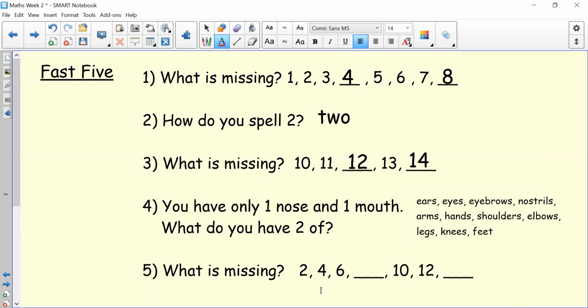Okay, number 5, what is missing? So 2, 4, 6, something, 10, 12, something. Now, numbers are getting bigger, so I'm counting forwards, but am I counting in ones? No, I'm not. What am I counting in? That's right, I'm counting in 2s. We're skip counting, so adding 2 each time. So 2, 4, 6. If I add 2 to 6, I get the number 8, 10, 12. If I skip count again, add another 2, I get 14. So 2, 4, 6, 8, 10, 12, 14. Well done.